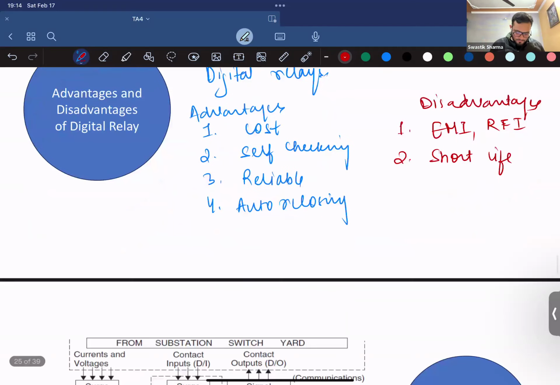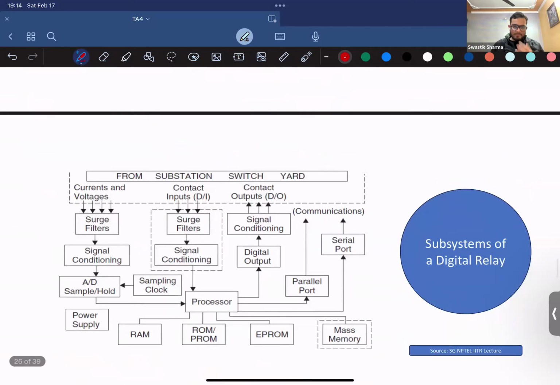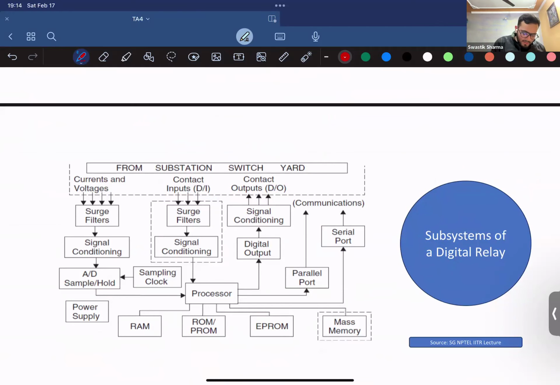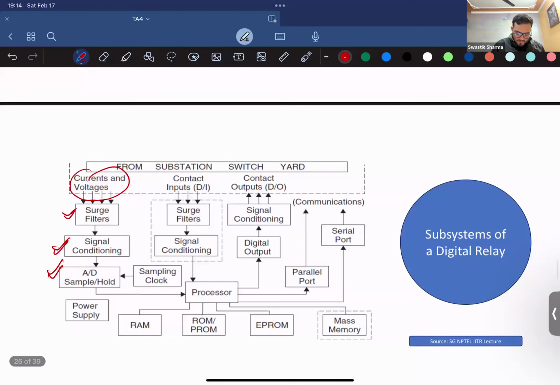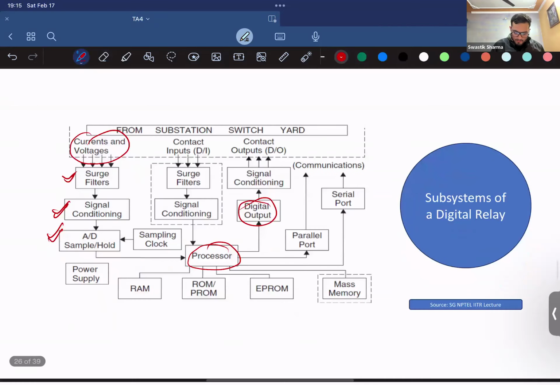and they will shut down. Right. So this is how a subsystem of a digital relay looks. You get current and voltages. You remove any surges they may have. You condition the signal. You sample it correctly. You get only the fundamental frequency component. Then you send it to the AD converter, and then to the processor, where the commands are issued using the digital output connection. So this is how a digital relay looks from inside, right?